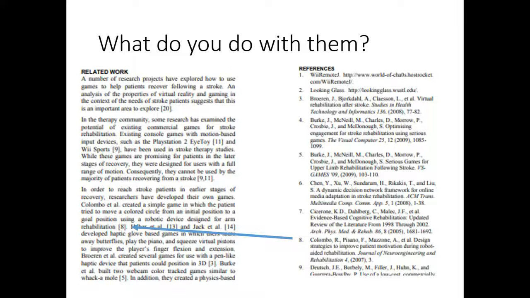And over here, you also see some numbers in my text. For example, this 8 says, Colombo et al. created a simple game in which blah, blah, blah, blah. And then at the end of the sentence, I give the number 8. What is this sentence doing? It's talking about this Colombo guy's work. Et al. means Colombo and his friends in Latin.